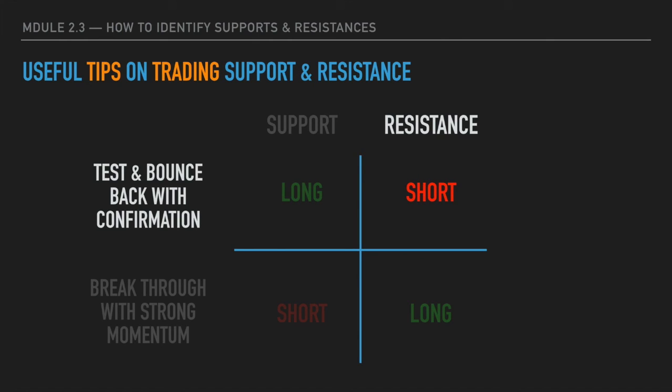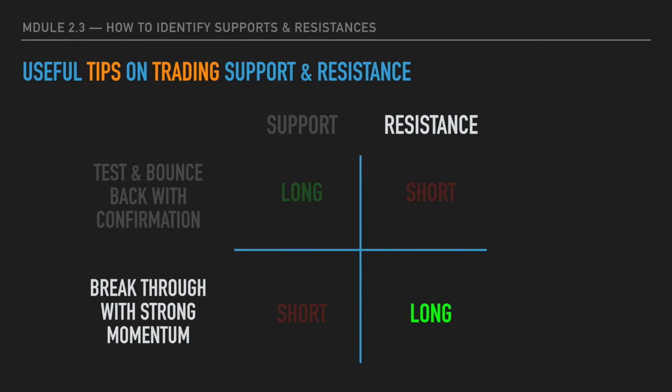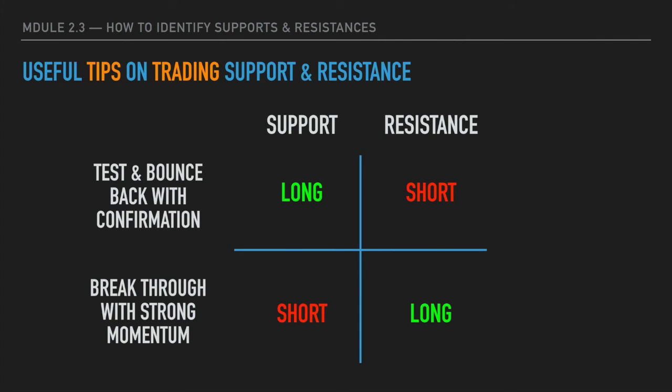Now let's take a look at the resistance. If the price tests the resistance level and then retraces back to a lower price, it could be a great short opportunity. On the other hand, if the price breaks through the resistance with high volume and strong momentum, then it could be a potential market breakout, and then you should look for long trade setups. So these are the 4 tips on how you can find high quality trade setups with support and resistance.